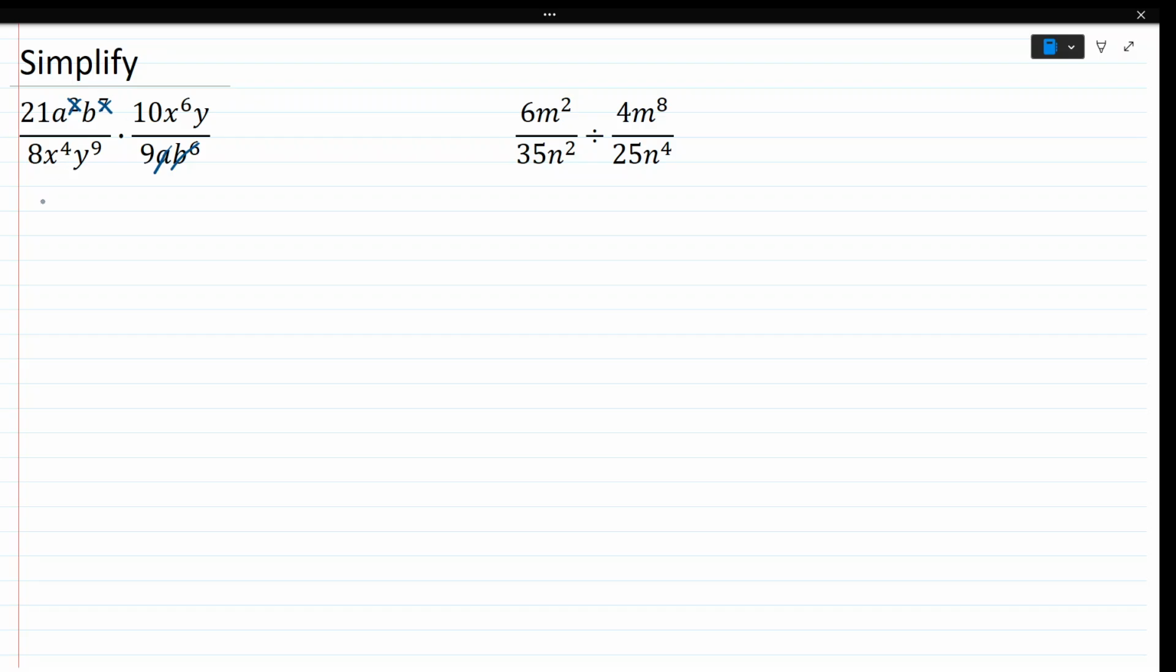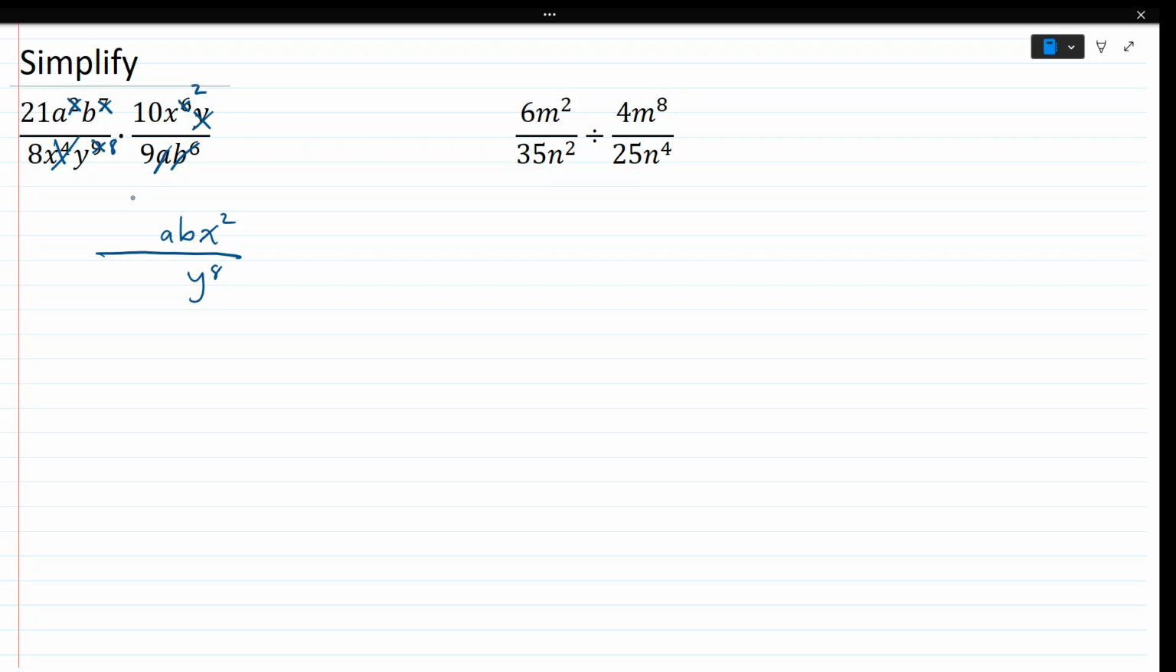And let's see for the x's, we have an x to the 6th in the numerator of the second, and the x to the 4th in the denominator of the first. So 4 of the x's cancel, and then we'd still have 2 x's left on top. And then we have the y and the y to the 9th, and one of the y's cancel. So we still have 8 y's on the bottom. So let's look at those before we do anything with the coefficients. So we had the a and the b on the top, and we still had x squared on the top. And then we had y to the 8th on the bottom.